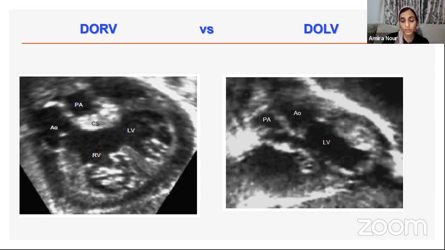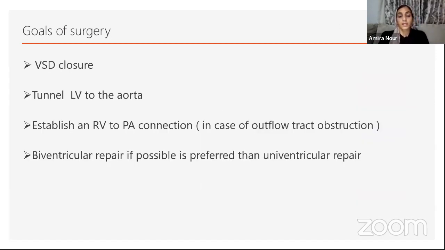However, if it is a double outlet left ventricle, you will go through the same echo checklist that I discussed before. Now, finally, we will go to the management for patients with DORV. Actually, the goals for surgery, as Dr.